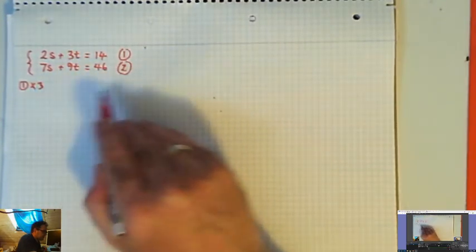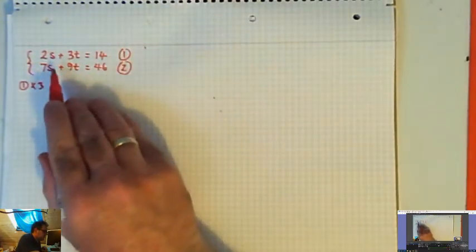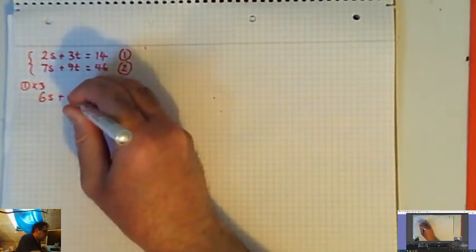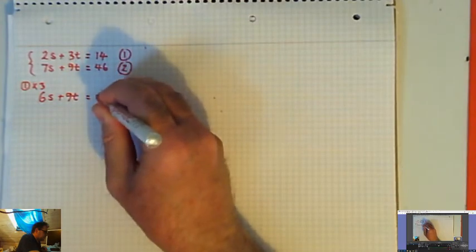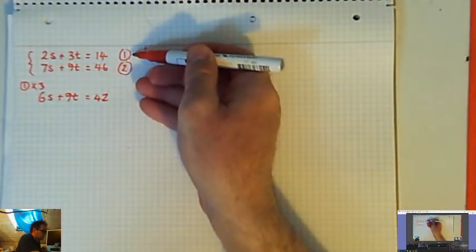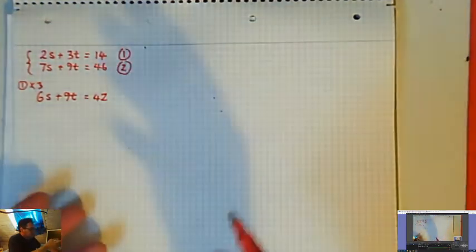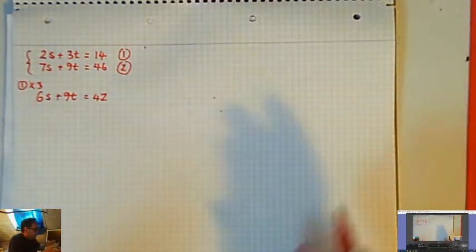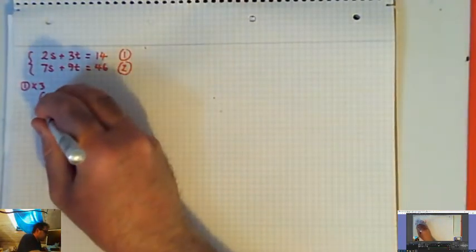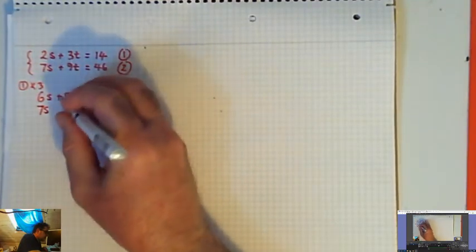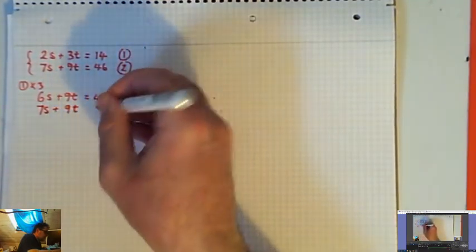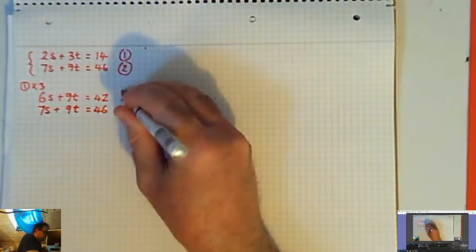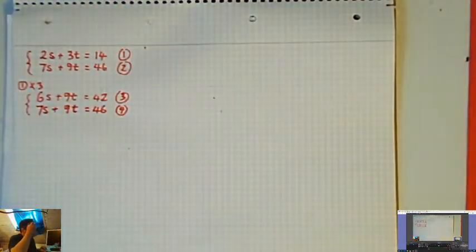So taking everything in equation 1 and multiplying it by 3, so 2s plus 3t equals 14 becomes 6s plus 9t equals 42. So that's just everything there in equation 1, but I've multiplied it by 3. And because I've done the same thing to both sides, it still balances. Meanwhile, the other equation is as it was before, 7s plus 9t equals 46. I'm going to call those 3 and 4, even though one of them was exactly the same as before.